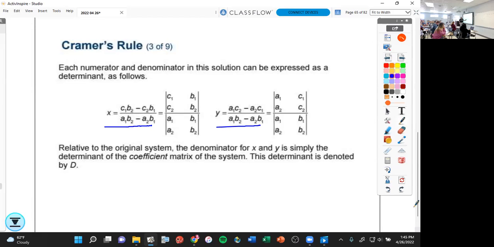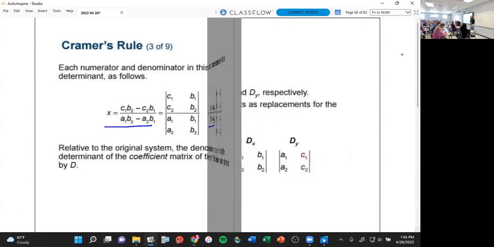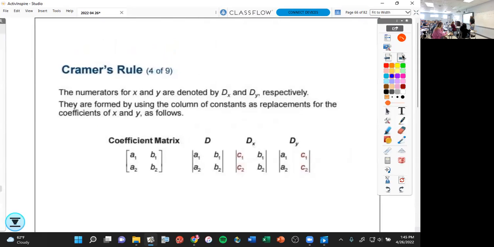It doesn't change. To solve for Y, what do we do? The X column stayed the same. The Y column became the solutions. Because I'm solving for Y, I'm putting the answers in the Y column. When I'm solving for X, I'm putting the answers in the X column. Okay? Easy stuff.